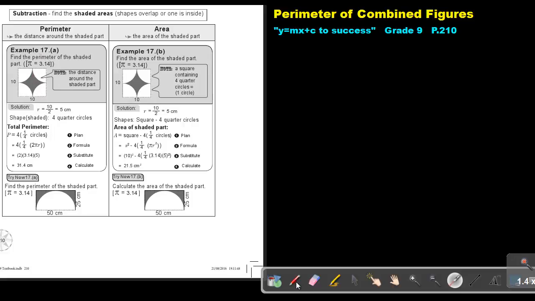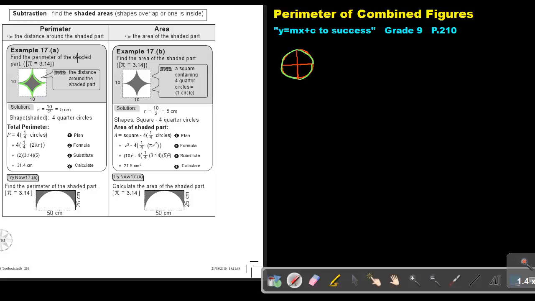Now, if you take a circle, I'm just going to show you. If you take a circle and you divide it into quarters, can you see that this part is represented by this part? This part is represented by this part, and this part is represented by this part. So basically, it was the circumference of a circle. It was just arranged in a different way.